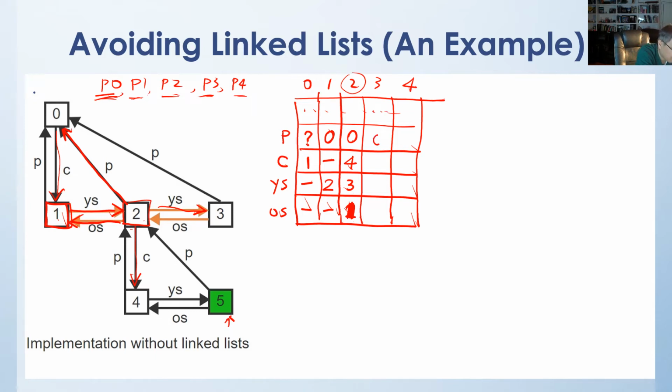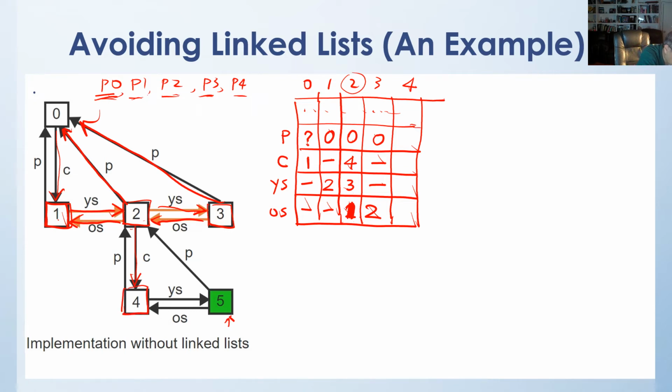So process 3 has a parent, right? And process 3 has a child? No. Process 3 has a younger sibling? No. Looks like process 3 is the youngest. So no. Older sibling? Yes, 2. 2 is the older sibling, right? That's it. And then let's take a look at process 4, which is the child of process 2.